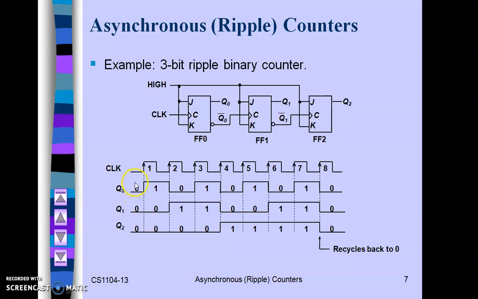Very initially the output is 000, so these 3 flip-flops give the output 000. After that, when you provide the clock, the first flip-flop will get triggered and give the output 100, then 010, 110, 001, 101, 011, 111. So these 8 states will be counted by the 3-bit ripple counter, because 2 raised to 3 is 8, so 0 to 7 will be counted by this 3-bit ripple counter.